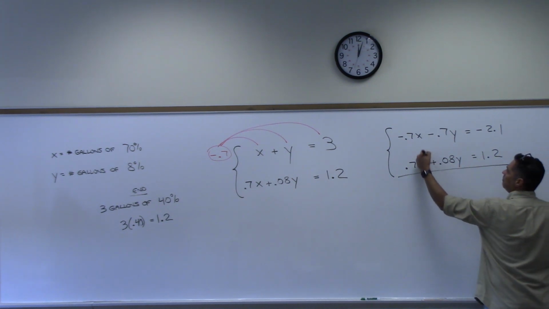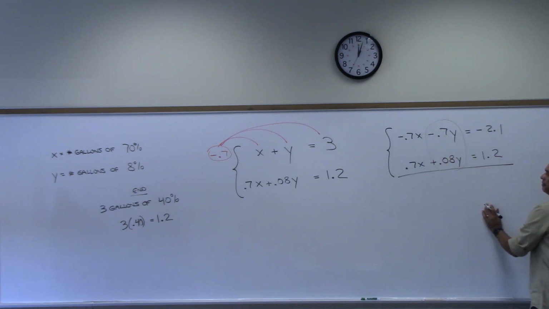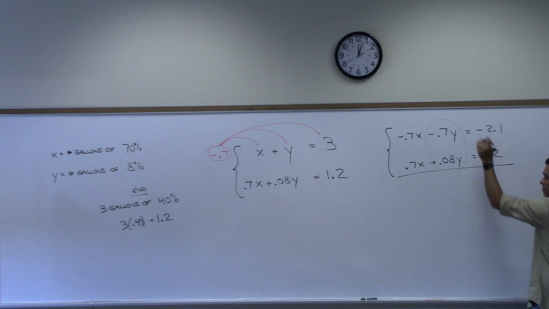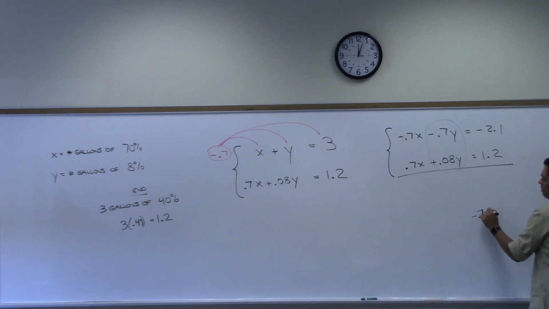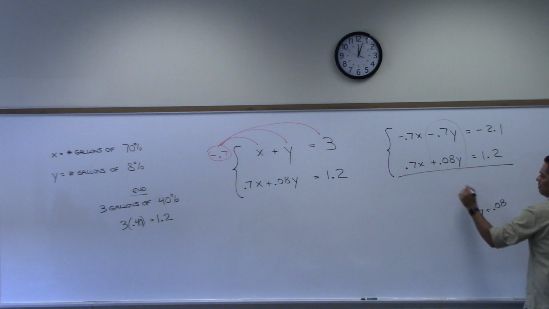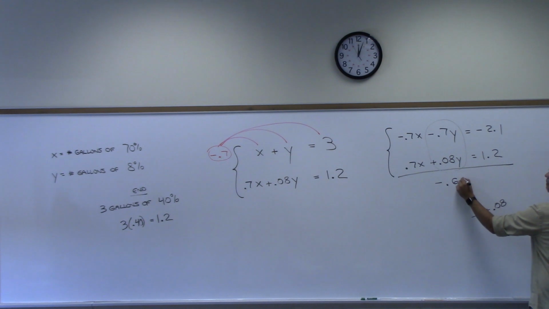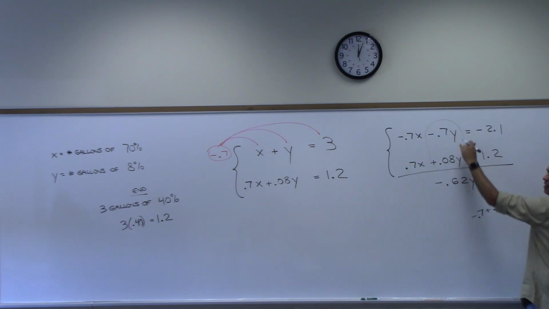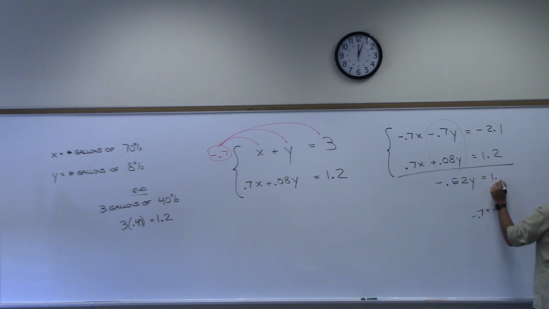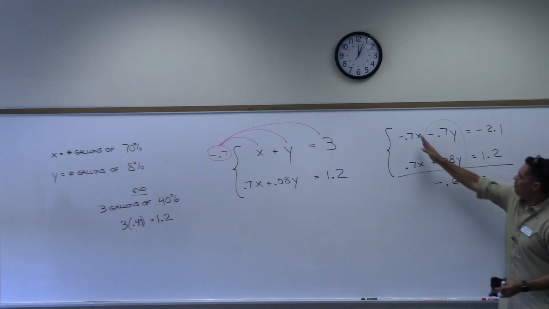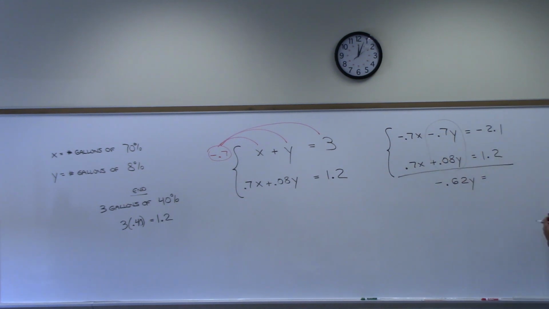When you add these, what do you get? Because one of them is 0.7, the other one's 0.08. One of them's negative, the other one's positive. So just use your calculator, right? Do negative 0.7 plus 0.08. Minus 0.62y. Sorry, I didn't add those down. So these went away. This adds up to be this, and then these two together, that's negative 0.9.